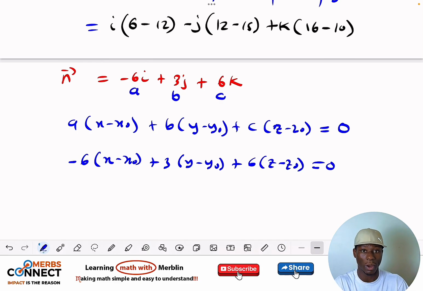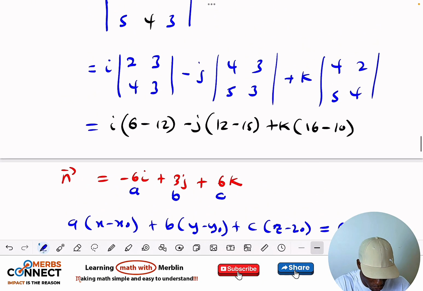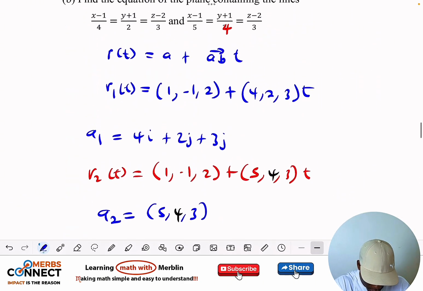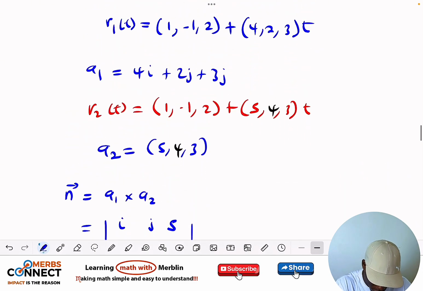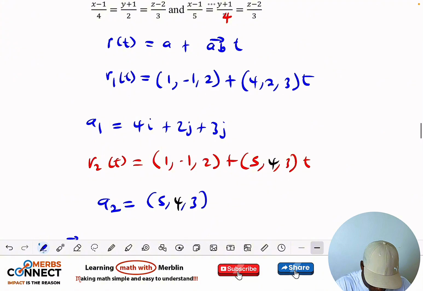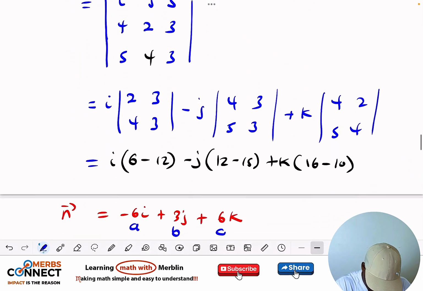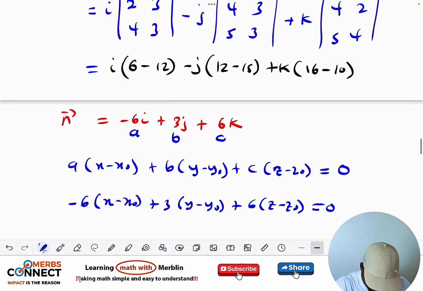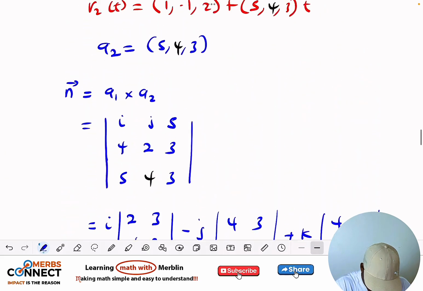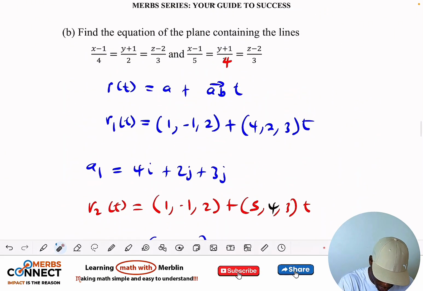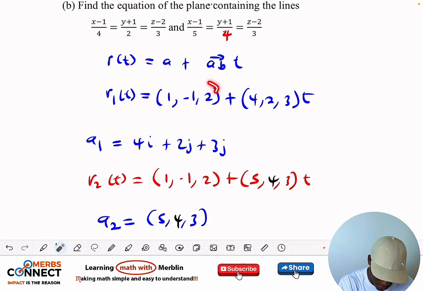Now for x naught, y naught, z naught, which one should we use? We are going to use the functions here. Which one should we use here? Let me see. Okay, good. We are going to use this one here, because these are the ones which are common here. So we are going to use this and that.